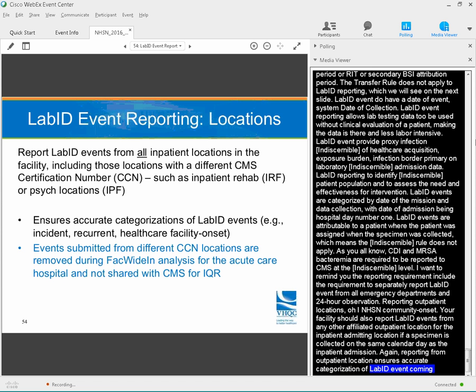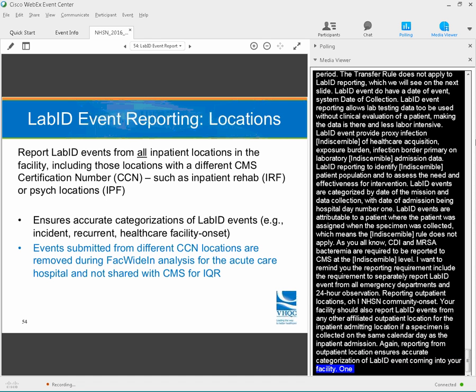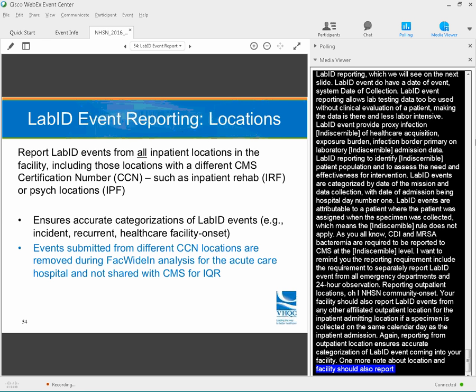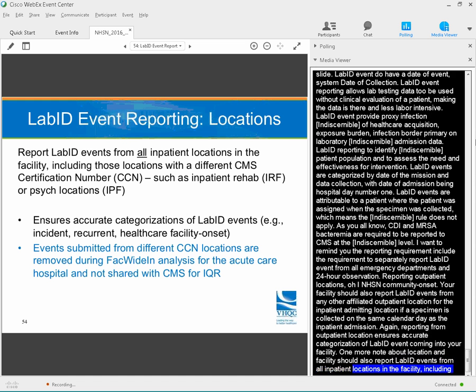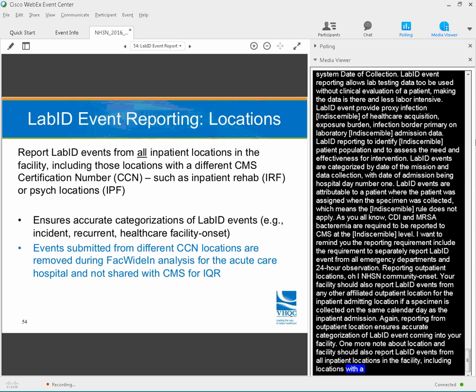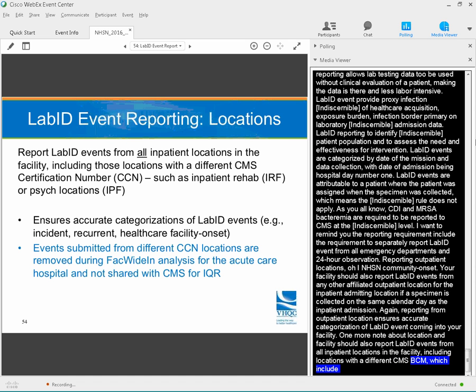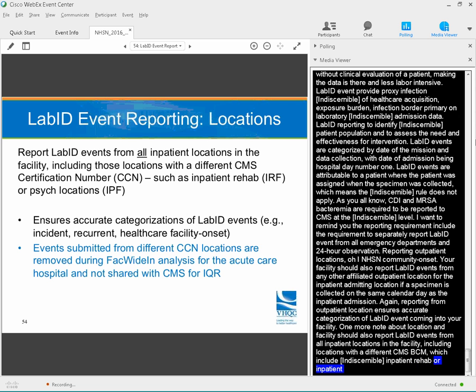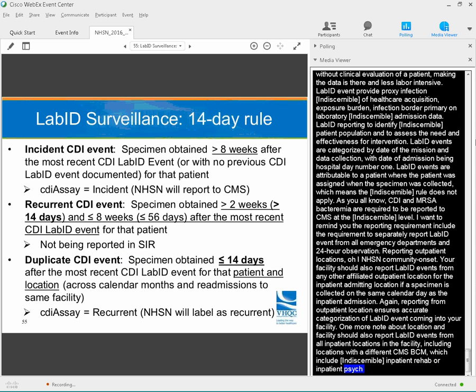One more note about locations, and that is that your facility should also report lab ID events from all inpatient locations in the facility, including those locations with a different CMS CCN, which includes locations such as inpatient rehab or inpatient psych facilities. And again, reporting from these locations ensures accurate categorization of lab ID events.